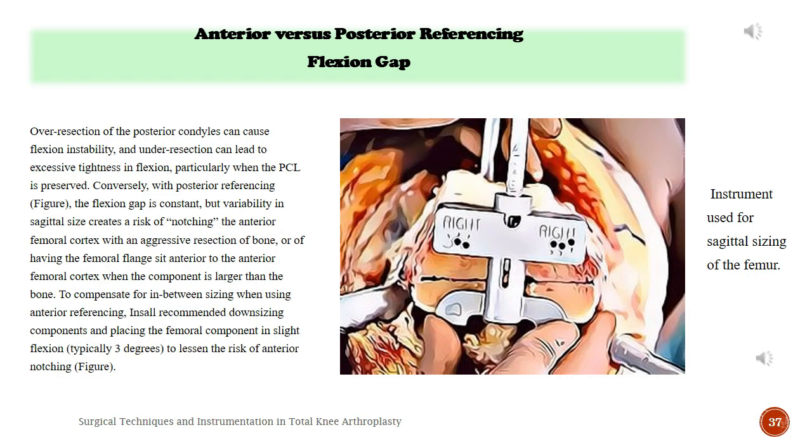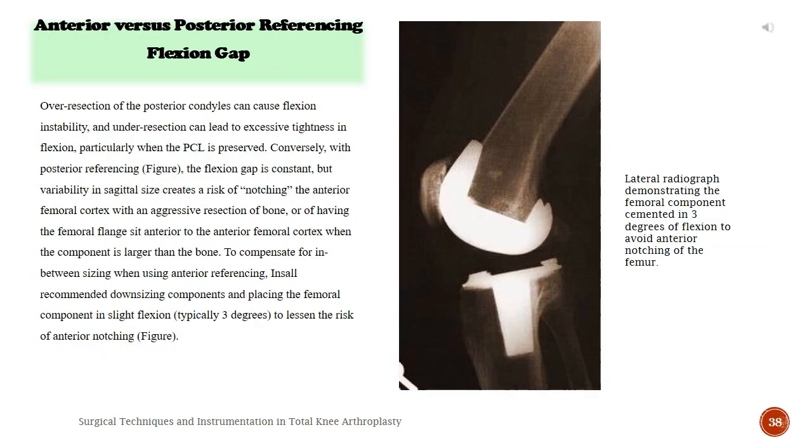To compensate for in-between sizing when using anterior referencing, Insall recommended downsizing components and placing the femoral component in slight flexion, typically 3 degrees, to lessen the risk of anterior notching, figure. Instrument used for sagittal sizing of the femur. Anterior versus posterior referencing, flexion gap.